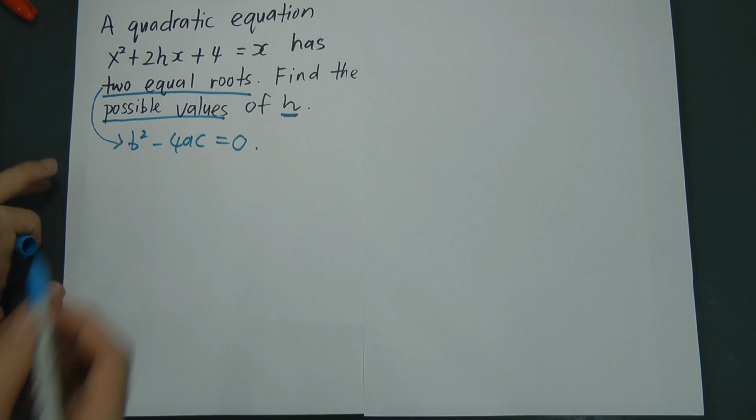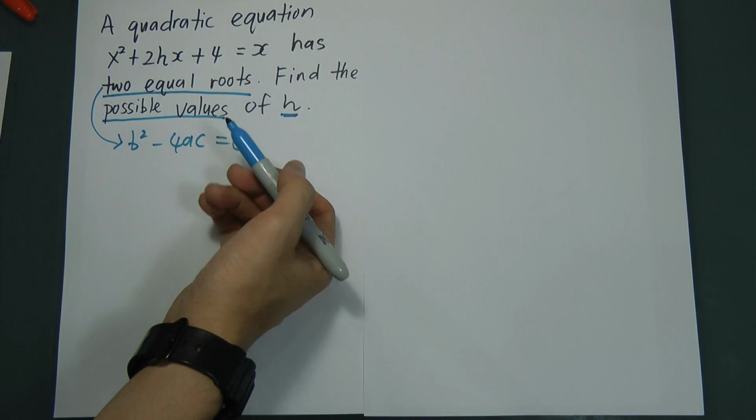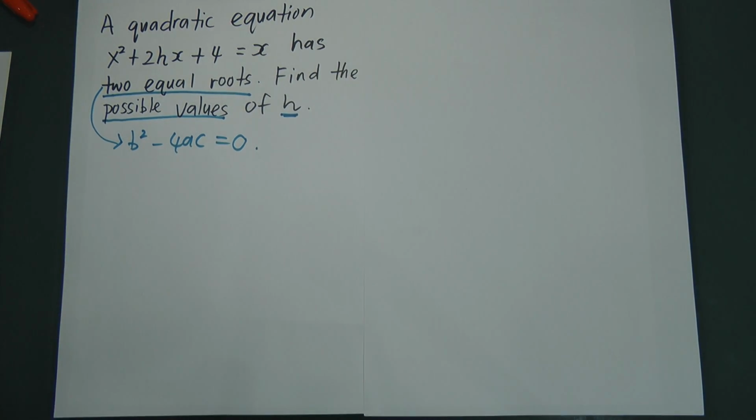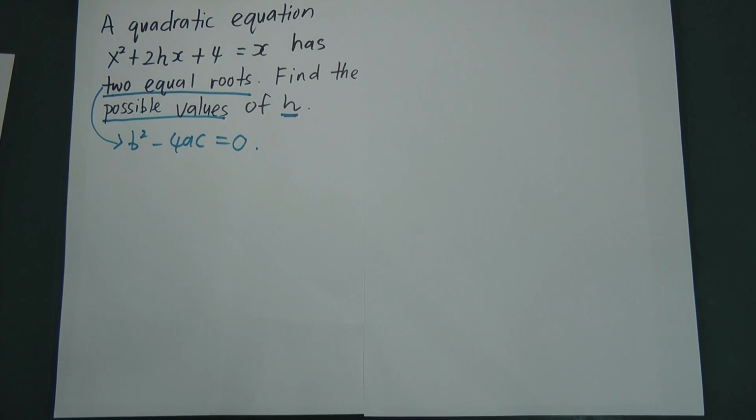When he says "possible values", it means you will get more than one answer. Some more values, he got an s behind. It means you will get two answers for h maybe. Okay, so let's start to do.